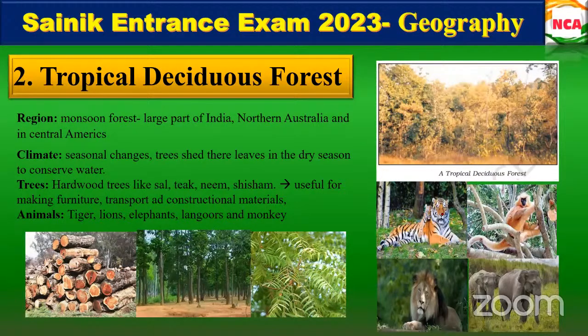So what will be the next forest? Tropical evergreen, tropical deciduous, and the same way, temperate evergreen and temperate deciduous, okay? Temperate evergreen forest. This is how a temperate evergreen forest is, okay? You people remember this one?